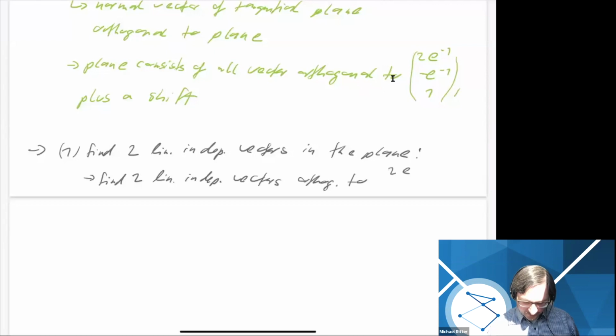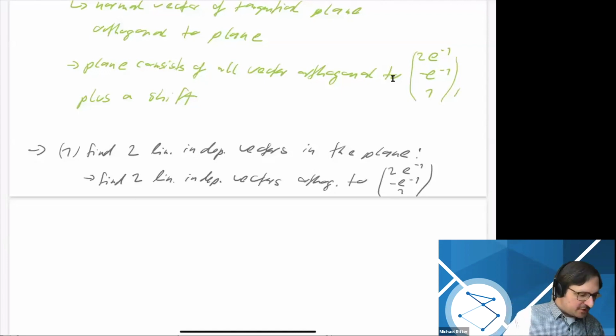This is 2e to the minus 1, minus e to the minus 1, and 1. Okay. Anything we do just needs to be linearly independent. So the easiest thing is just to take a good guess. Here, for example, we could just say, let's set the first coordinate to 1 and the second to 0.